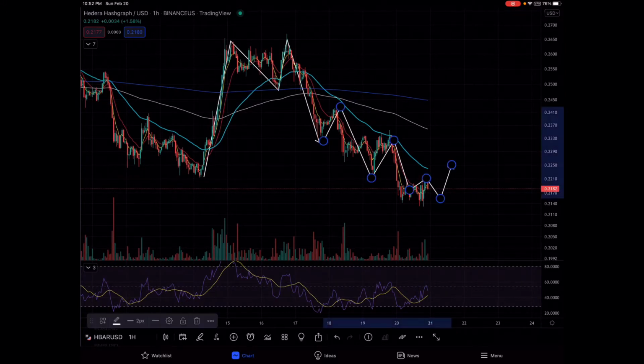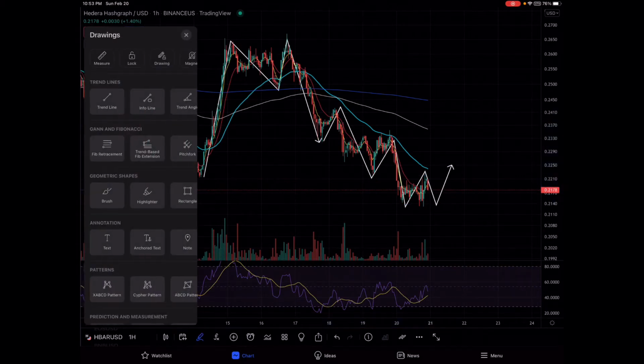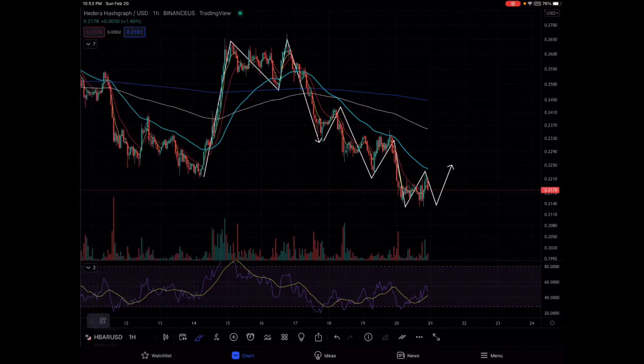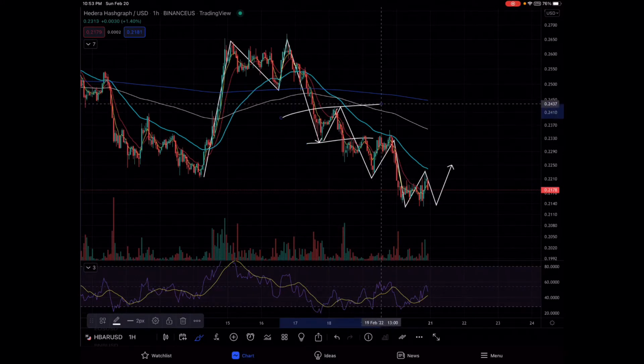So let me clean that a little bit. This could be a W forming here. So how do we know where to get in on the way down, where to get in on the way up? So we have ways to determine our structure. Let me grab my brush, sorry. And we came down, so we formed a low, and then we came up and we formed a high, right? And we traded within this range.